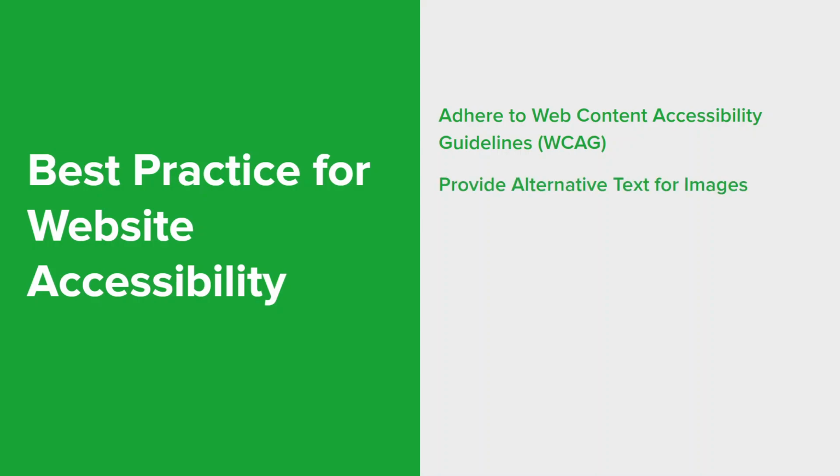Next thing that you want to do is provide alternative text for images. So this is essentially descriptive alt text for all the images so that users with visual impairments can understand the content of the images through screen readers. You want to utilize semantic HTML elements like headings, lists, and paragraphs to create a clear and meaningful page structure, aiding users with assistive technologies in understanding the content.